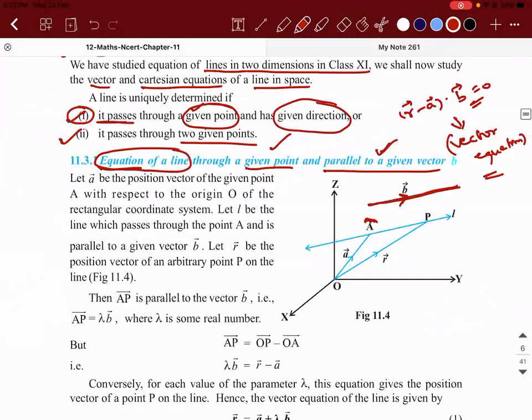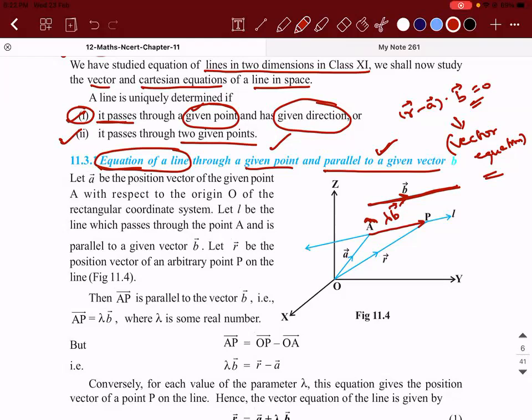Sure. So here we are representing AP vector as lambda B vector, right? Just because we know AP is parallel to vector B, it is lambda B vector. You understood why it is lambda B vector, no? Yes, sir, because they are parallel to each other. When two vectors are parallel, one vector is lambda times the other vector. That is the logic.